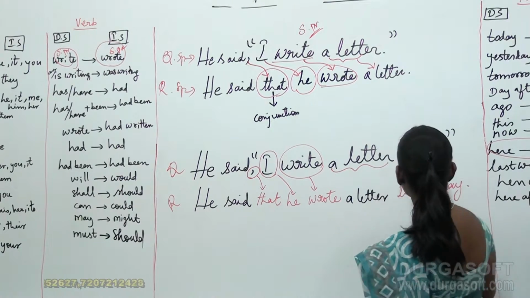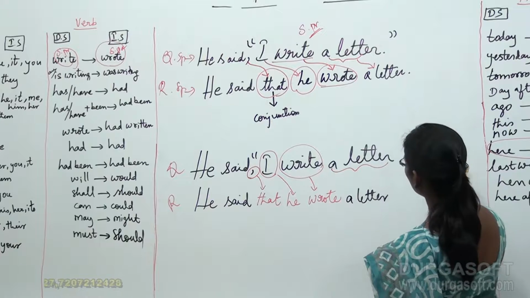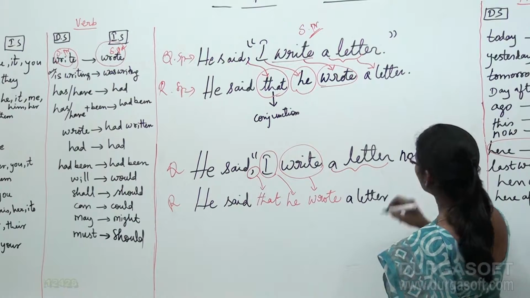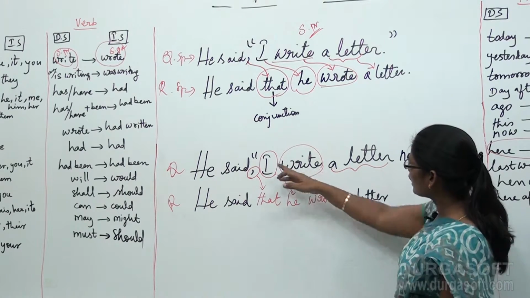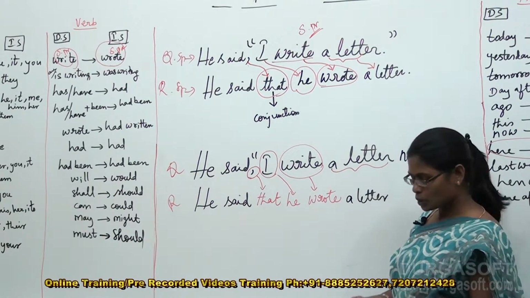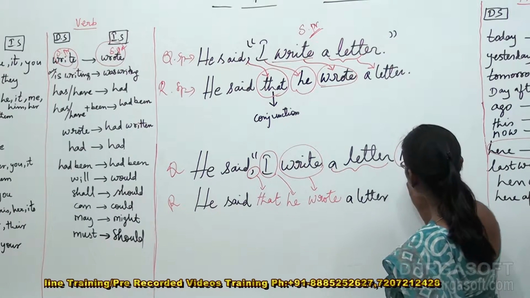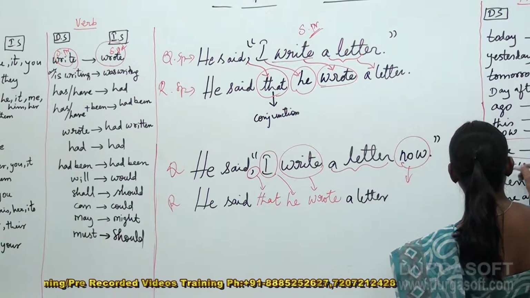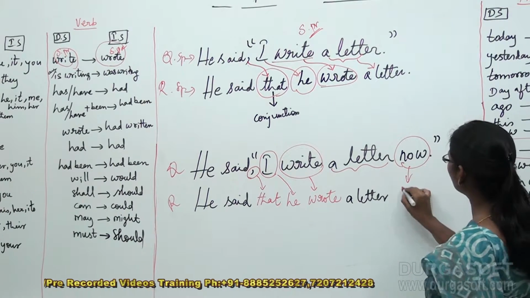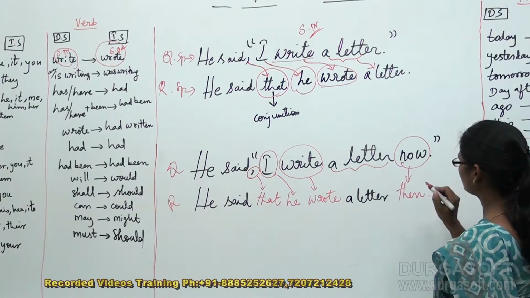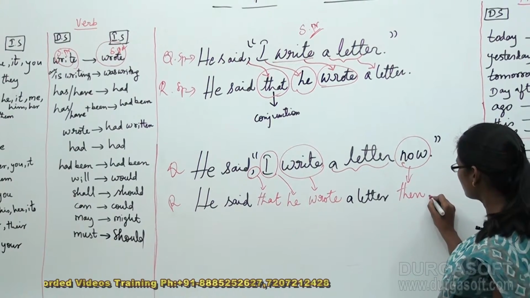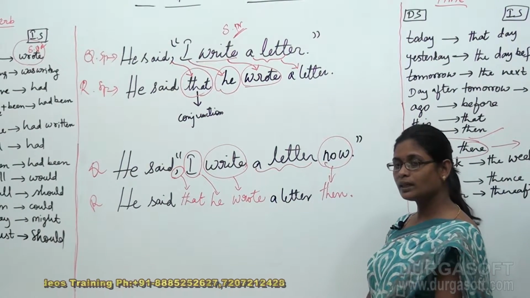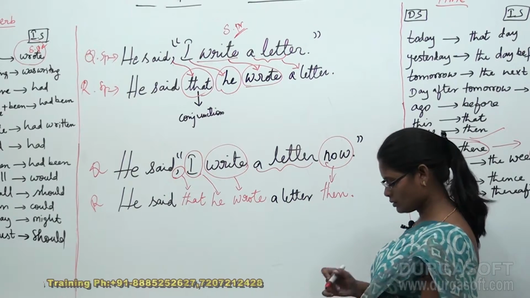Now I would like to use some more information here. I write a letter now. Now I changed the external part of the sentence. I write a letter now. So instead of "now", what are you supposed to use? This is the time sequence it's mentioning. So instead of "now", you have to mention "then". Full stop. That's it. Okay? Is it clear for you? Is it clear? Very good.